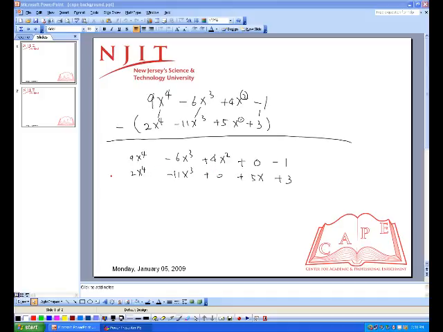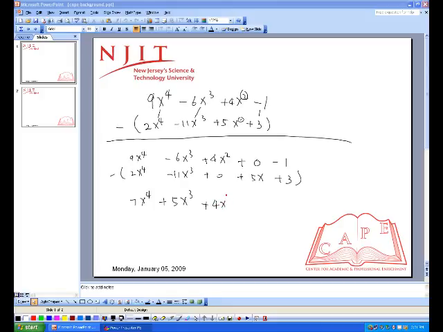So now in order to subtract the two terms, you keep the degree terms, but you subtract the coefficients. So 9 minus 2, 9 subtract 2 is 7x to the fourth. So negative 6 minus negative 11 will be negative 6 plus 11, which gives you 5. So it becomes plus 5x cubed, plus 4 subtract 0 gives you 4.